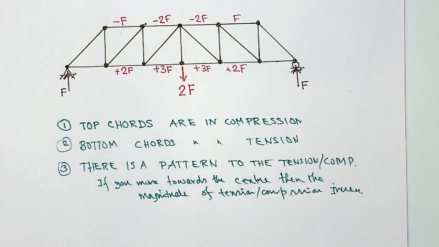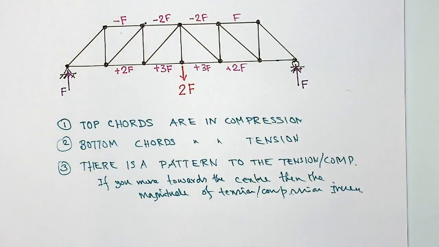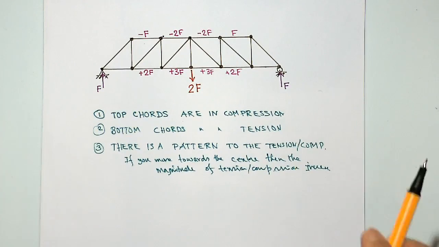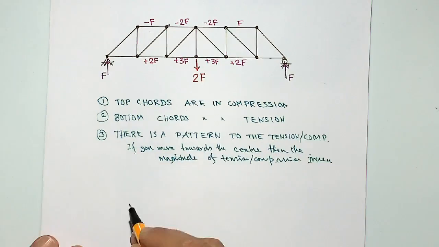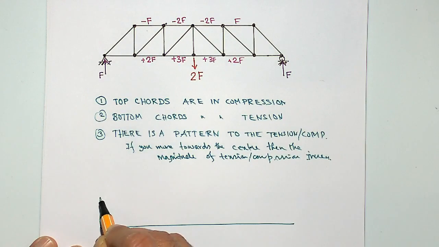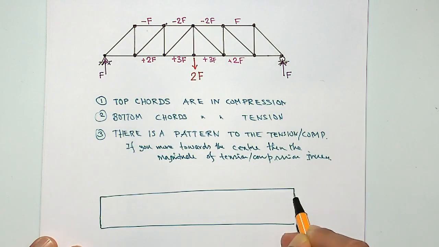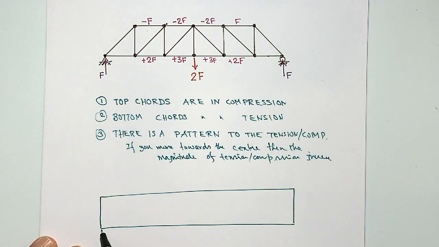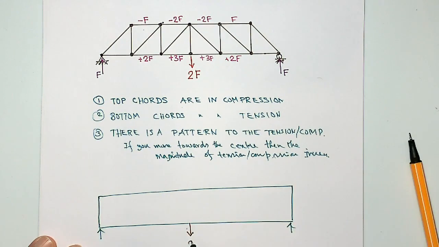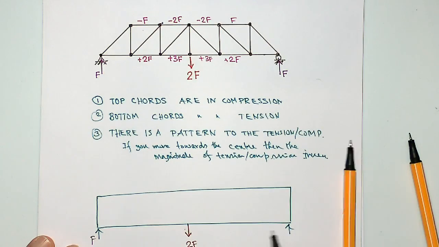And this is exactly what happens if you have a beam. Now imagine you have got a beam which is that big. So if I substitute that by a beam like this, and the beam is supported here and by a load in the middle as twice F. Now, of course, the reaction force here would be F and F.